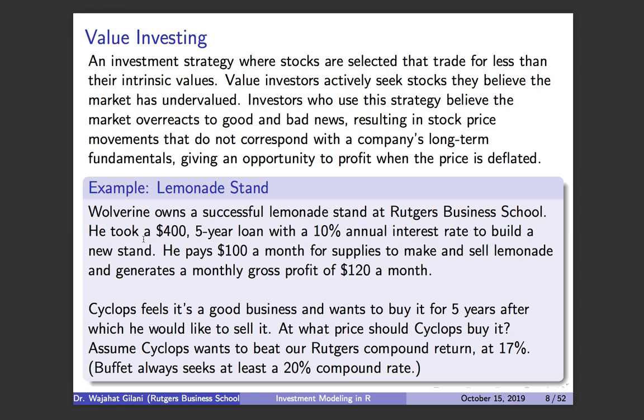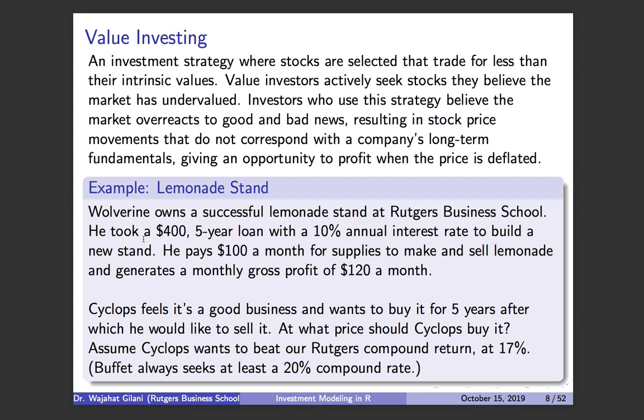Make an assumption here. To answer this question of what price Cyclops should buy it, you have to understand what type of returns Cyclops is looking for. Here we're going to assume Cyclops wants to beat our Rutgers compound return. Remember my fictional student, his Rutgers tuition, his job, his lab one basically. His compound return was 16.23%. Cyclops wants to beat that. So Cyclops wants a compound return for 5 years, year over year at 17%. Again, it's like he's putting his money in a bank account and getting 17% interest for 5 years, year over year.